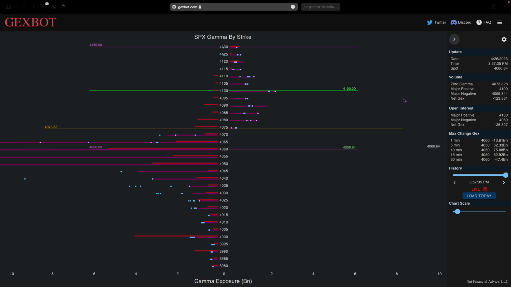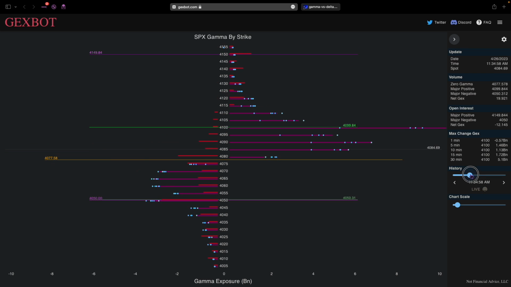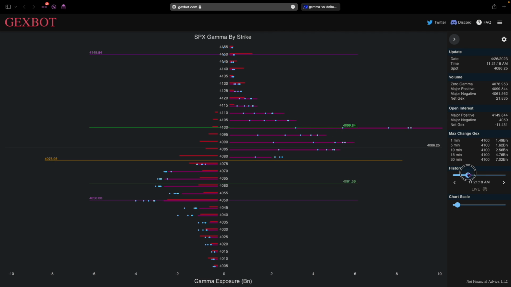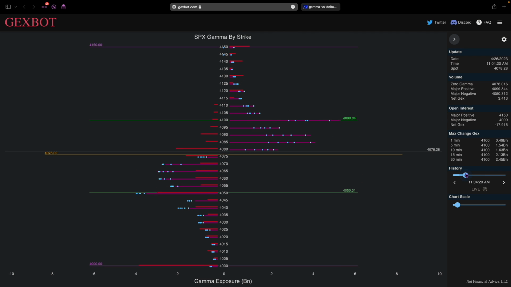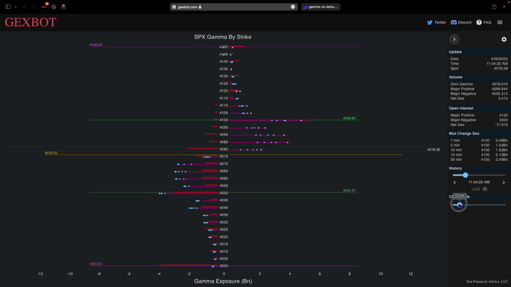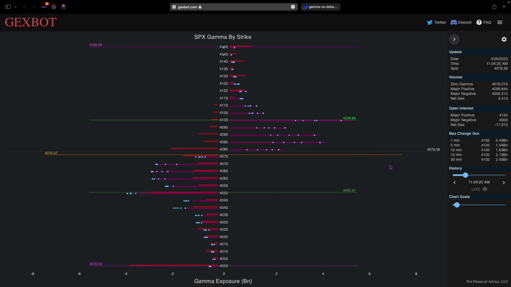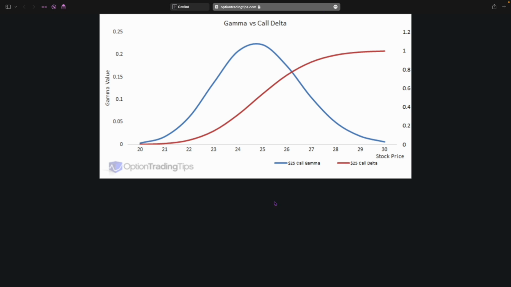Today's the 26th, if anybody's wondering. But I'm actually going to start by going back a little bit, to around where we were earlier in the day. So we're going to load today. Let's go back to what we were talking about before, and we were looking at those 4090s. So given what we know about gamma exposure and hedging obligations, we can start to infer how price is going to behave around a given strike. And for that, I'm going to go over to this chart again.